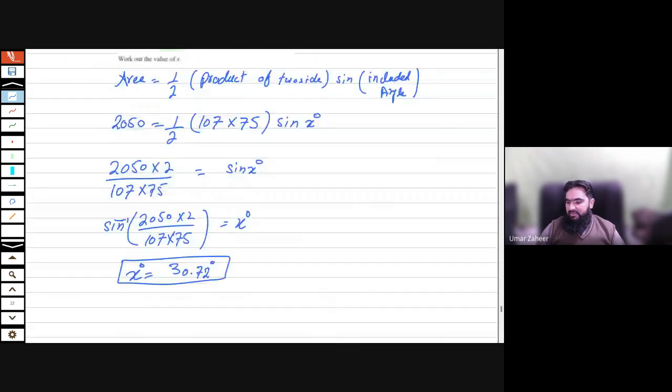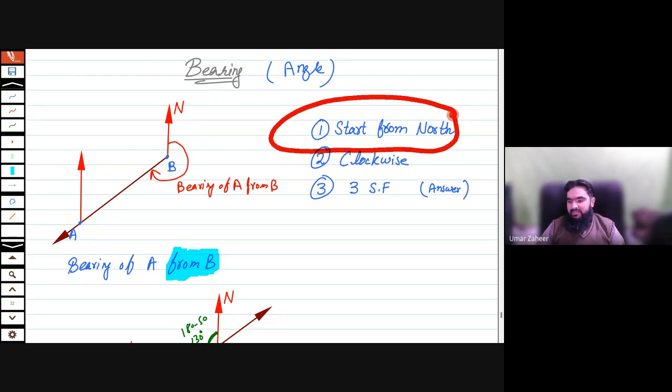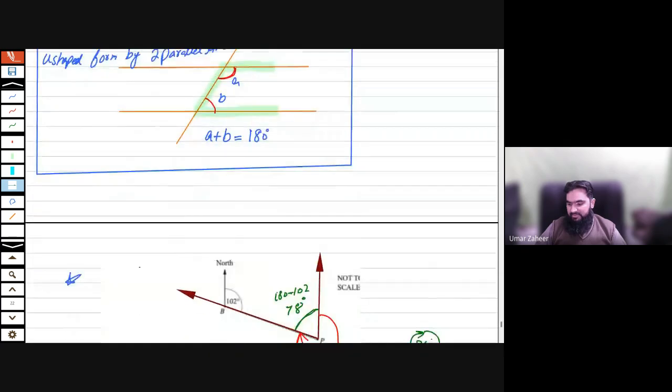Clear? So in bearing, there is nothing new, nothing difficult. First of all, you have to understand what bearing is. Bearing is just an angle that is used to locate the position of one point with respect to another. The second thing, when you measure the angle, you always start from the north. After taking the position towards the north, you move in a clockwise direction until you get the required position. And when you write the answer, you always write it to three significant figures.